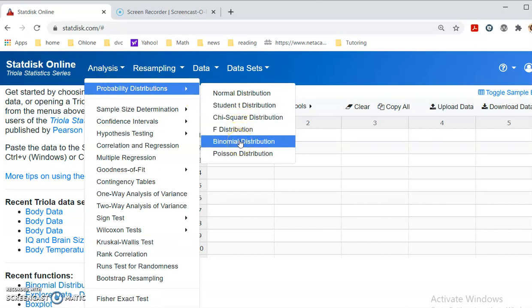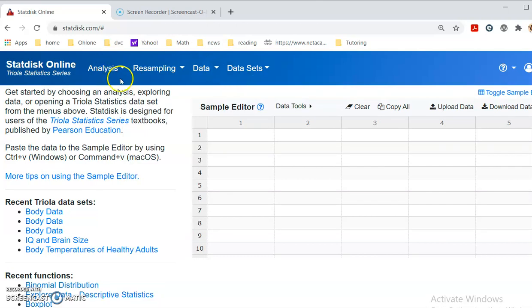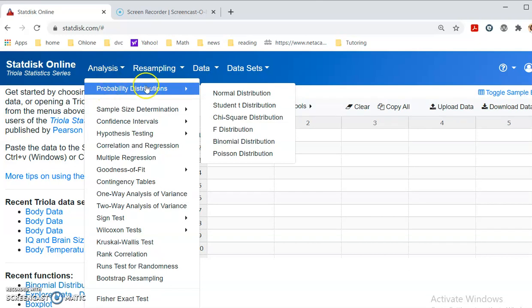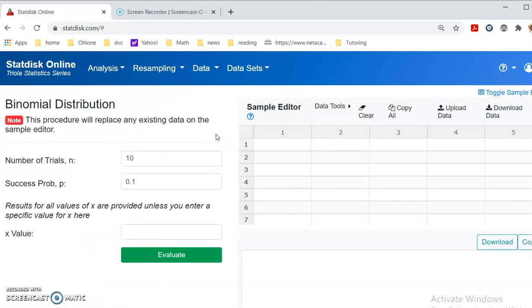It's quite indirect. Again, you are trying to do some analysis, you are not using data. So you will say analysis, probability distribution. You are doing probability, and this is binomial. So you will have this screen. Now, if you have any data in the table, it will replace it, so there's a warning here.